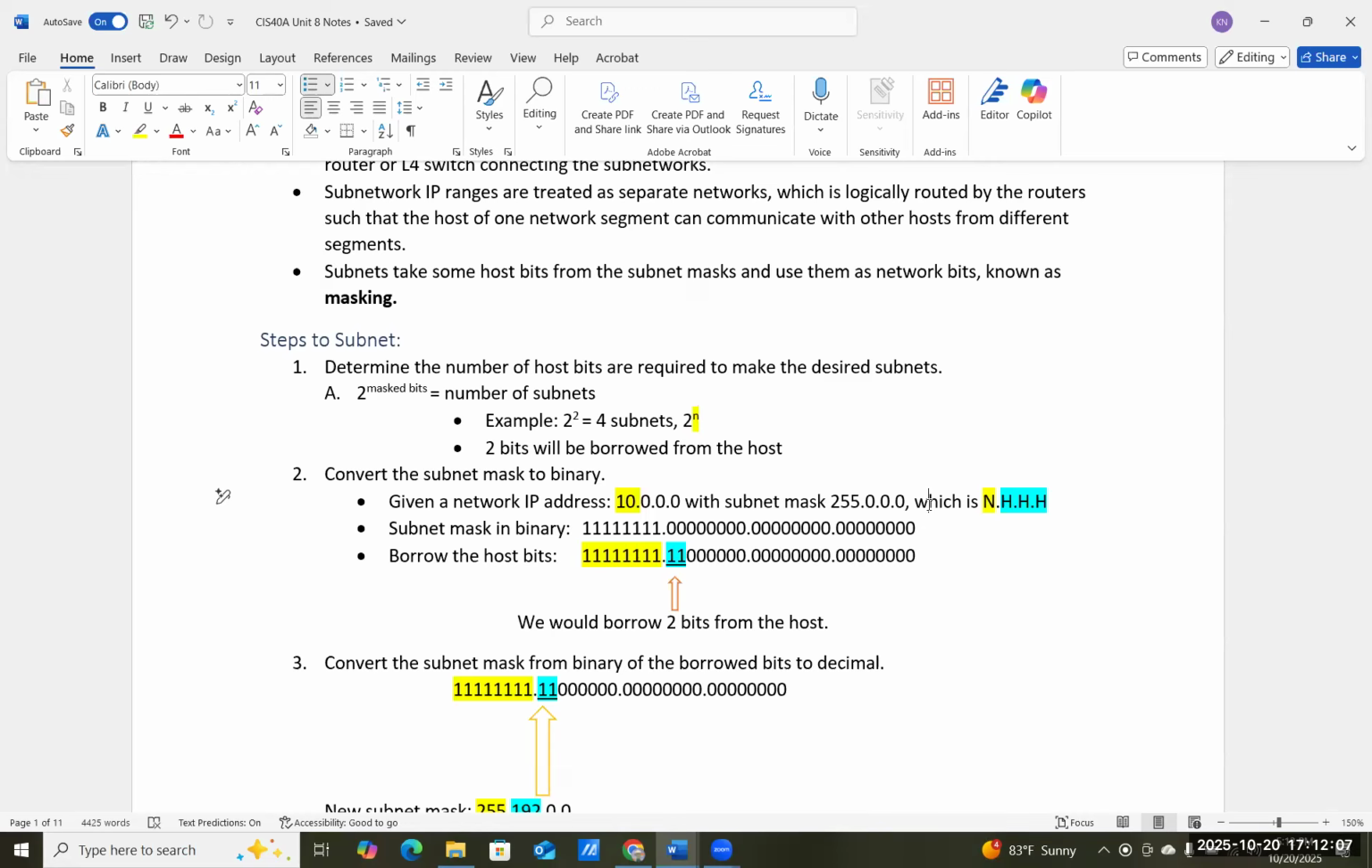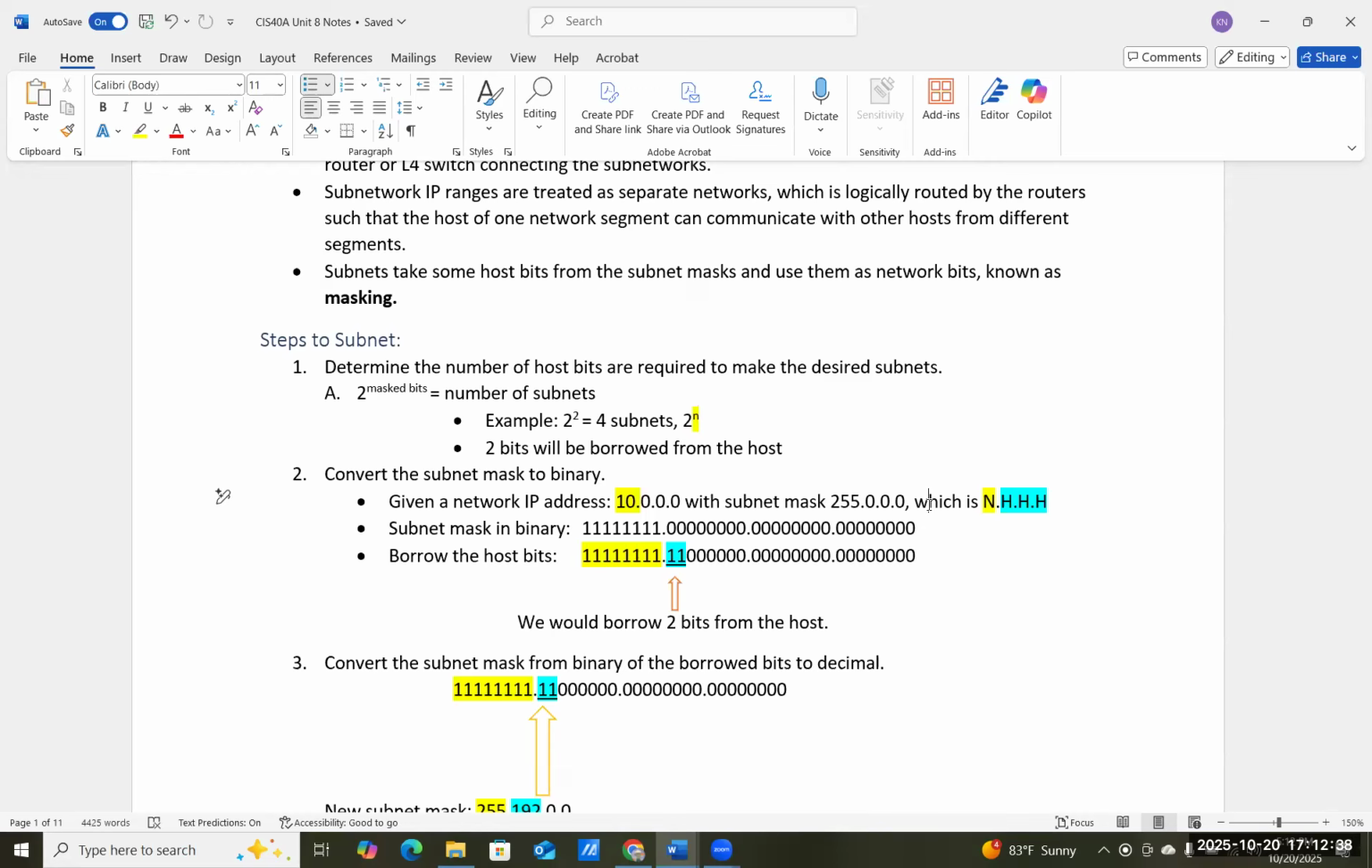So when I convert my 255.0.0.0, I would have all ones here, because we did this before. When you have 255, all the bits are on. And for the network, the host ID, all of those are 0. Okay, are you with me so far? Yes, no? Not sure. Okay, so the subnet mask in binary is represented like this.